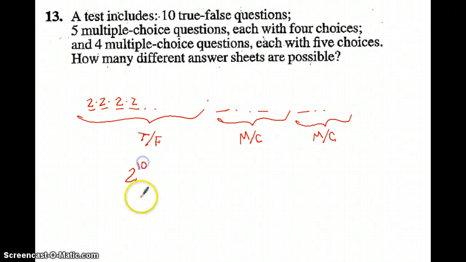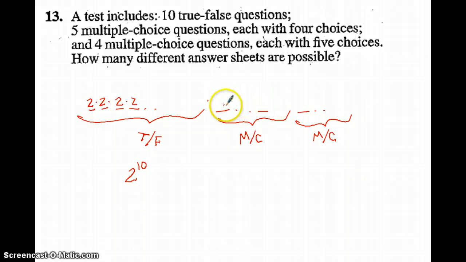I see a lot of people doing 10 to the 2nd power, which is not the way to do this, because if you think about it, I have 2 choices for the first one, 2 choices for the second one, 2 choices for the third one, and "and" means multiply. I'm multiplying up a string of 2's, not a short string of 10's.